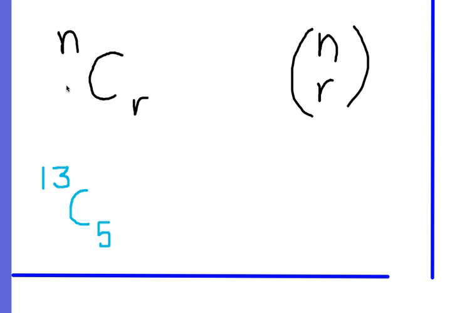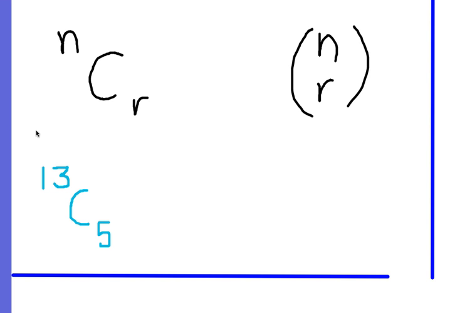This is how choose notation or combination notation might appear, either nCr or n r in a big bracket. Here's an example of the type of question you might have. I've got 13 objects, people, things in my fridge, doesn't matter. I want to choose 5 of them, but I don't care what order they're in. So it's a C, not a P. And this is where we are for the duration of this part of the course, is combinations.